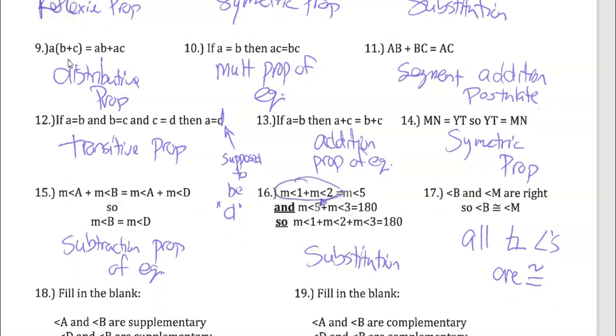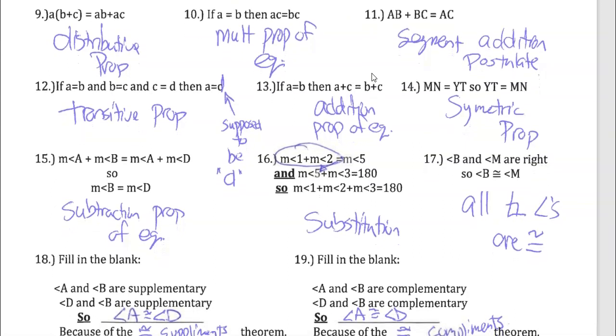The next one is the distributive property on number 9. Number 10, you're multiplying by something on both sides, so it's the multiplication property of equality. Always say "of equality" if it is happening on both sides. Number 11, that is adding segments and equaling the whole. So that would be segment addition, and throw in the word postulate.